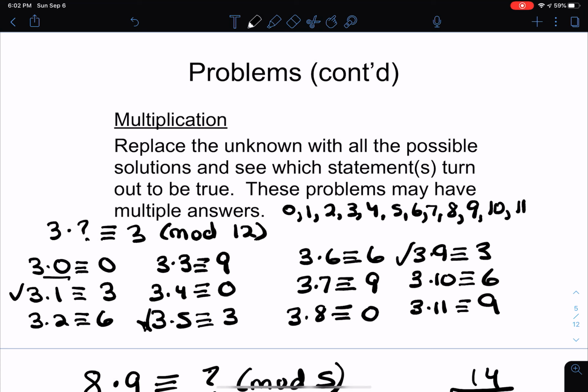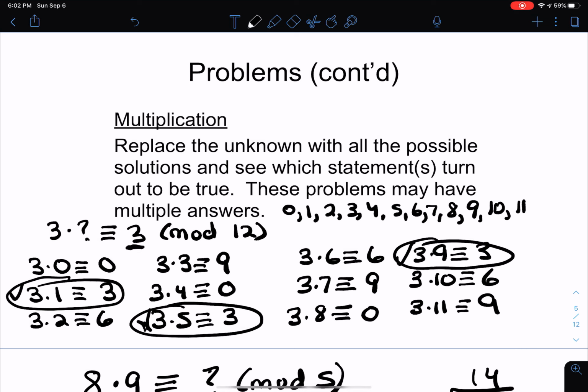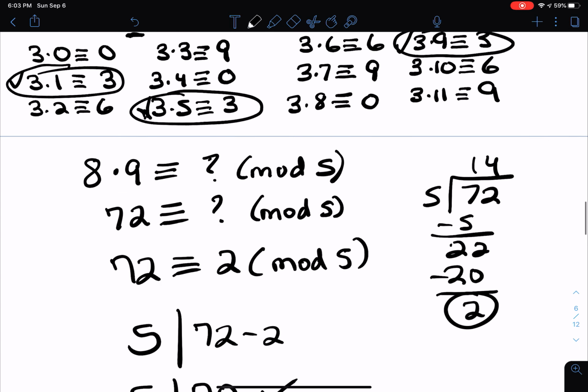So all the ones with 3 are what we wanted, because in the original problem it had a 3. So your solution set here includes 1, 5, and 9. All 3 of those work in this particular problem. So you can have more than one answer, or you can have no answers if nothing works. All right, so that's a little bit of the multiplication.